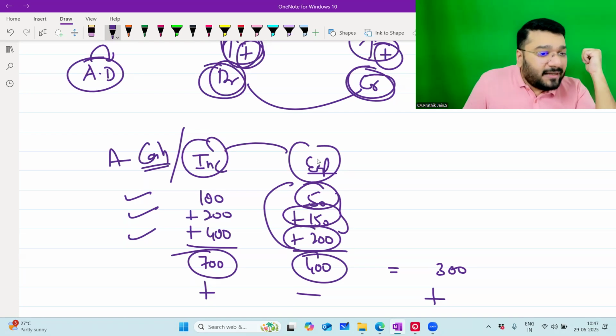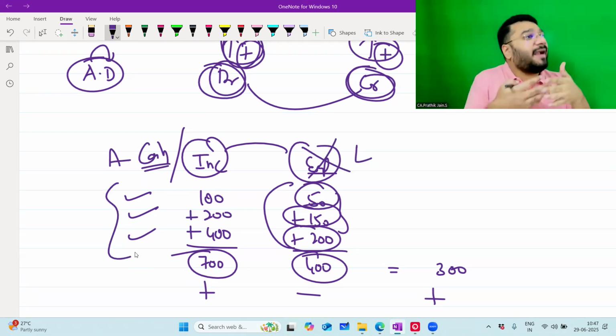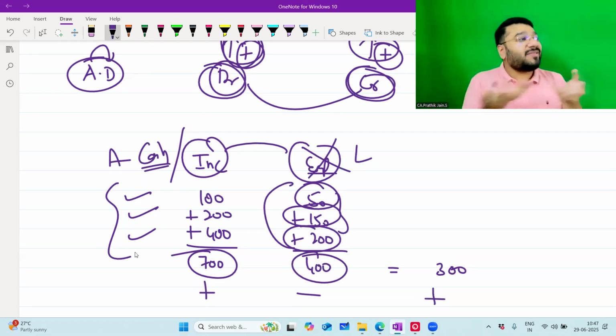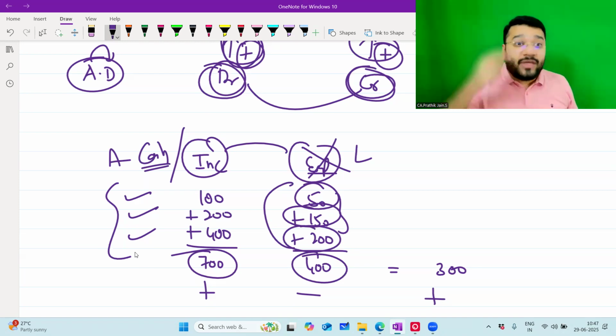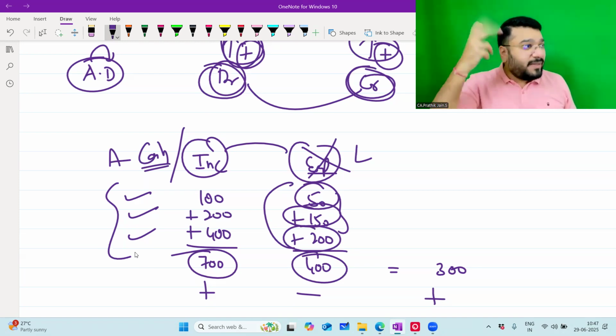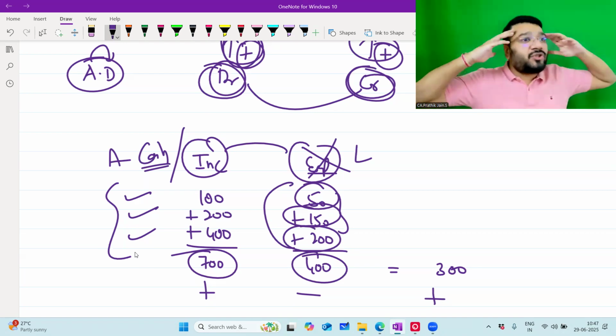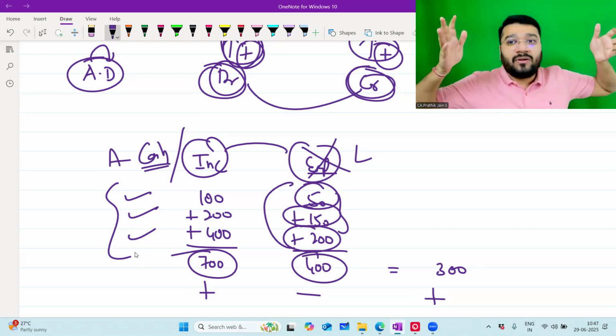If this is an asset, this is a liability. Capital is a liability. So all the assets together we add. All the liabilities together we add. But total assets and total liabilities we subtract. So when somebody teaches you with plus and minus, it is so confusing. When should we add? When should we minus? It's total confusion, total chaos.